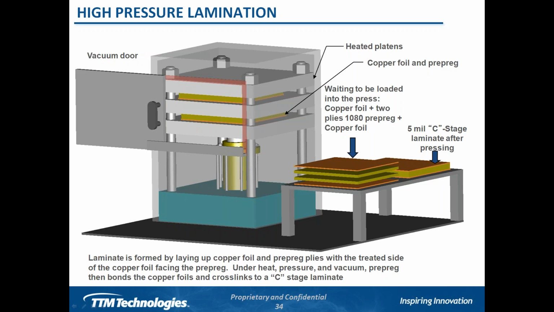It doesn't mean that below 8 mil, 2-ply is not available. It's just not the most cost-effective option for us. But we can supply 2-ply laminates anywhere from 4 mil to 8 mil thick. Okay. So again, these get pressed into a final, what we call a C-stage construction.